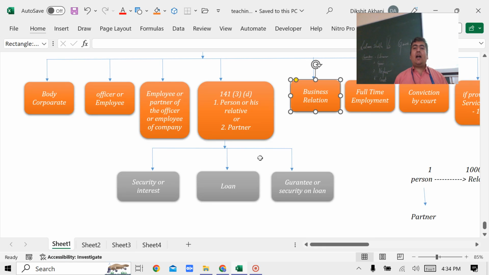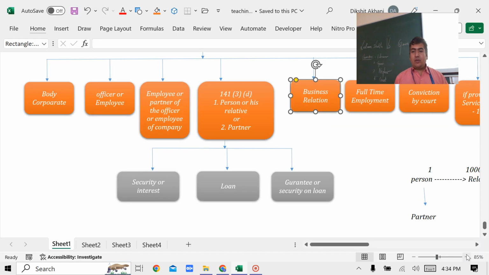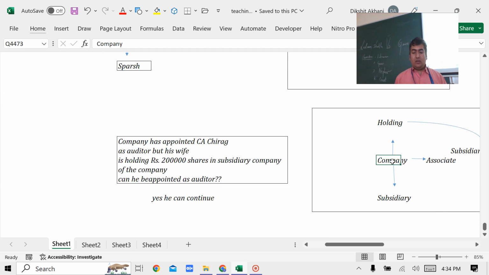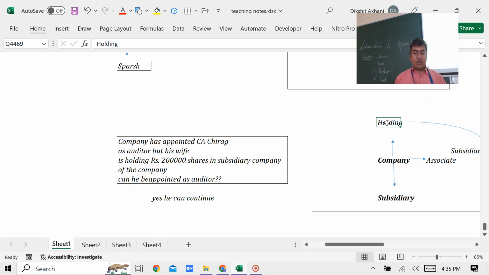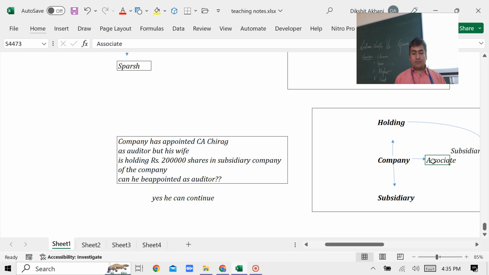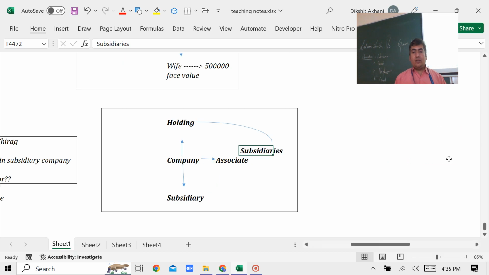Alright. Now try to see how this diagram is different from the above group of companies. So just try to see who are included. If you have this business relation in the company or its subsidiaries, or its holding, so this is also included. Or associate, of course, this is associate. Or subsidiary of such holding company. So this is also included. So till this we don't have any problem.